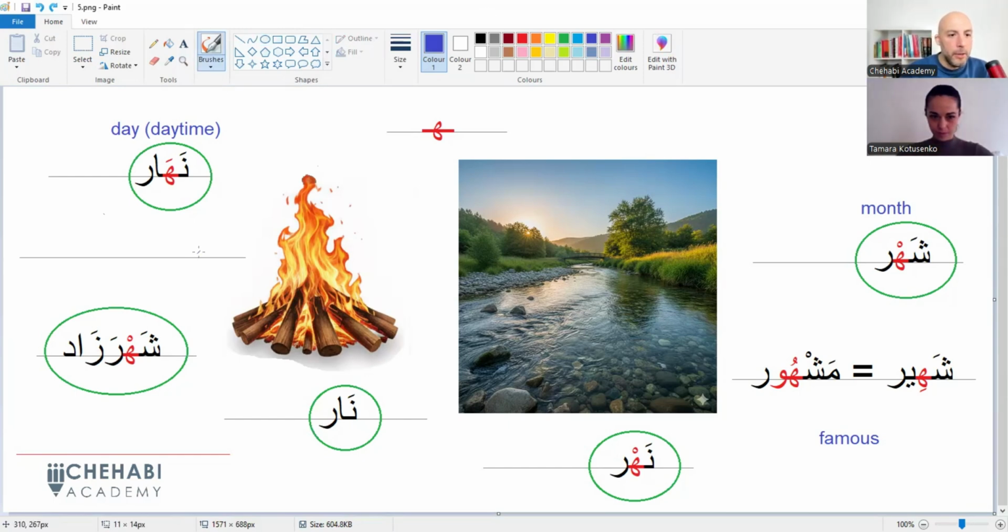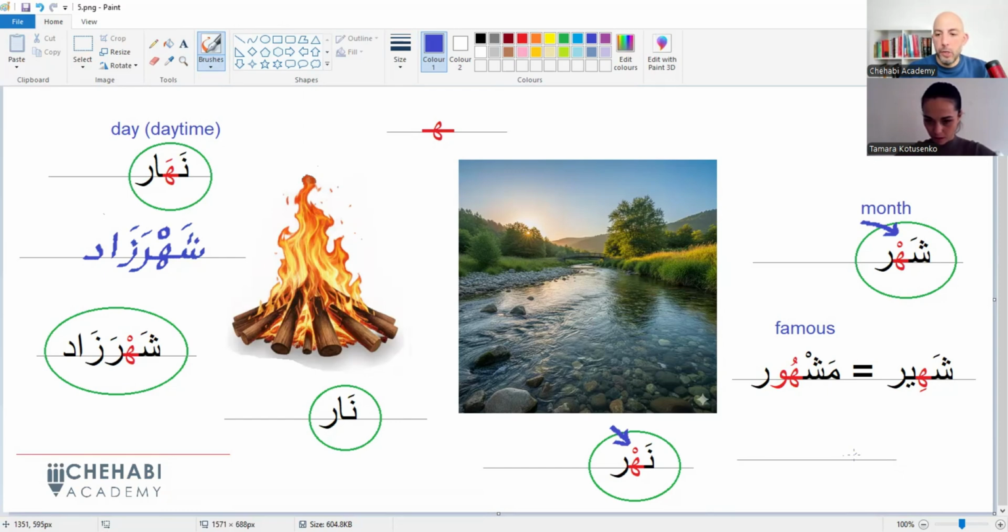شهرزاد. Sheen, Ha, the tie, Ra, Zai is parallel to the Ra, Alif, Dal, Shahrazad. You also can put the sukun here on top of the ha to show that there are no vowels following. You see? Shahrazad, exactly like nahr, like shahr. Shall we write مشهور? مشهور, yes. مشهور, meme, sheen.